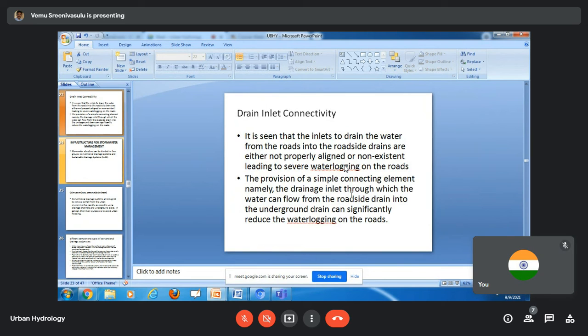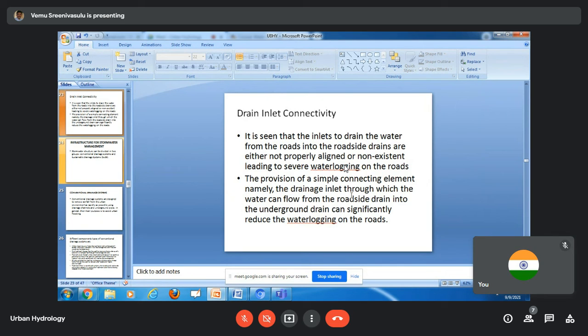Drain inlet connectivity. It is seen that the inlets to the drain, the water from the road and the roadside drains are either not properly aligned or non-existent, leading to severe waterlogging on the road. The provision of a simple connecting element, namely the drainage inlet, through which the water can flow from the roadside drain into the underground drain, can significantly reduce the waterlogging on roads. Okay, so what is this? There are some inlets there.